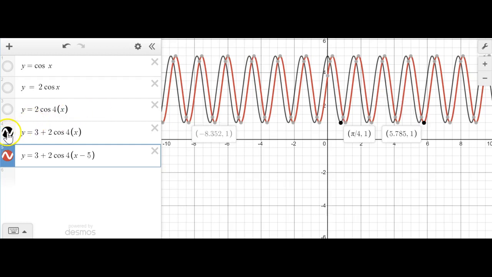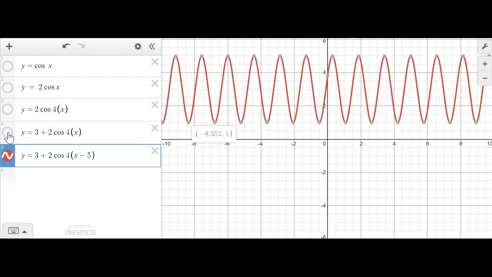All right, so this is the final curve. All 4 parameters are in place: the 2 for the amplitude, the 4 for the period, the 3 for the upward shift, and the 5 for the right shift. And this is where we started. So you started with the cosine curve, and I was able to modify it to get that curve above using the 4 parameters: the one that controls amplitude, the one that controls period, the one that controls the vertical shift, and the one that controls the horizontal shift.